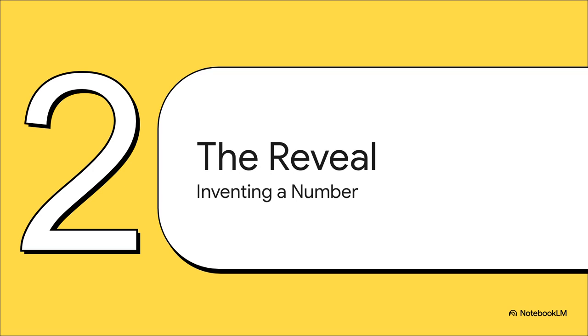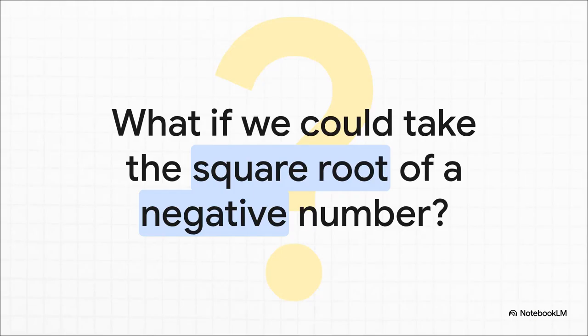So, how did mathematicians get around this? Well, they didn't just stumble upon some forgotten rule. They did something way more brilliant, way more creative. They invented a brand new kind of number. They asked a really bold, almost rebellious question. For centuries, everyone agreed taking the square root of a negative was impossible. It was a mathematical dead end. But they asked, what if it wasn't? What if we just defined our way out of the problem?